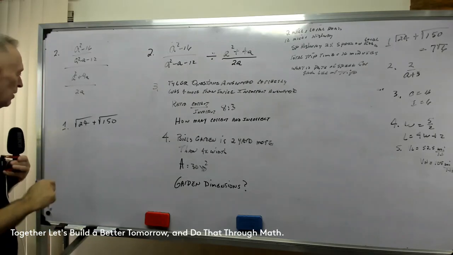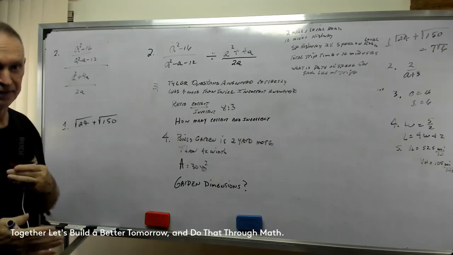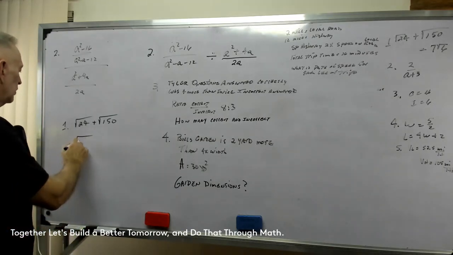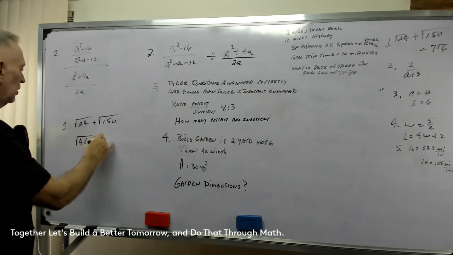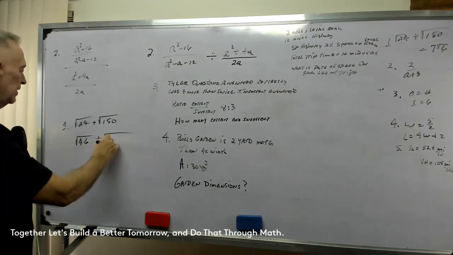Okay, we have the square root of 24 plus the square root of 150. How do we simplify that? Well, we can take the square root of 24 and say that's 4 times 6, plus the square root of 150, we could say, well, that's 15 times 10.